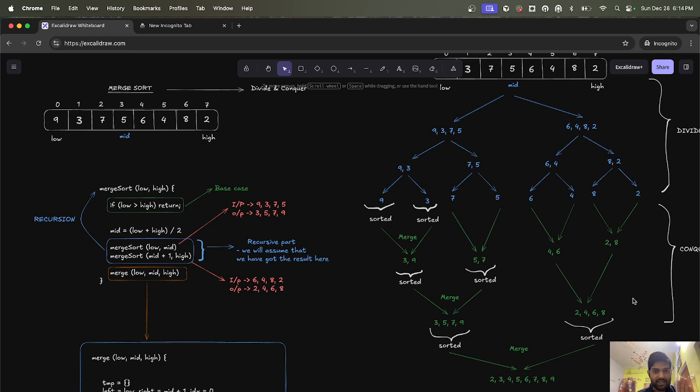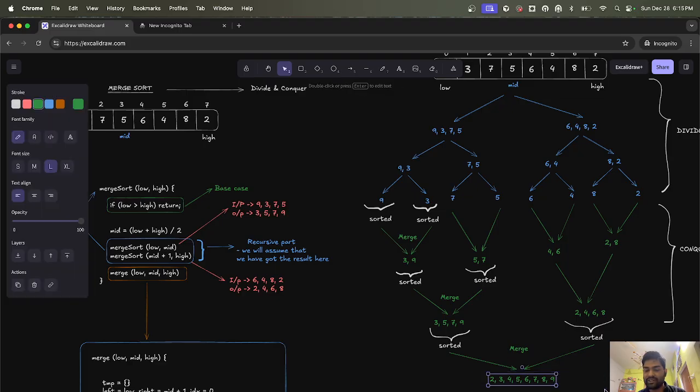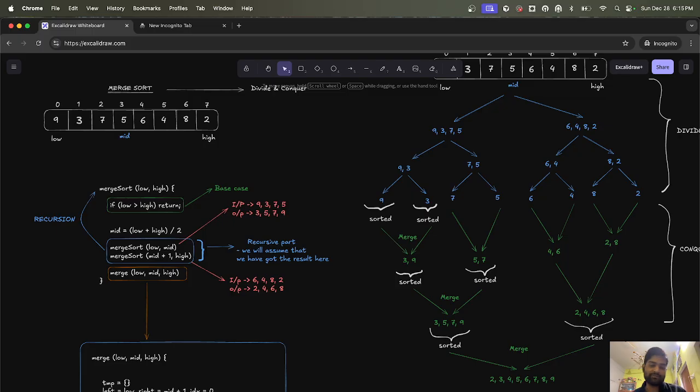When I get these two subarrays of this particular array, the first half and the second half, sorted individually, then we can merge them and get our main sorted array. So we have 3579 and we have 2468, we can merge them, and then we can get 234678.